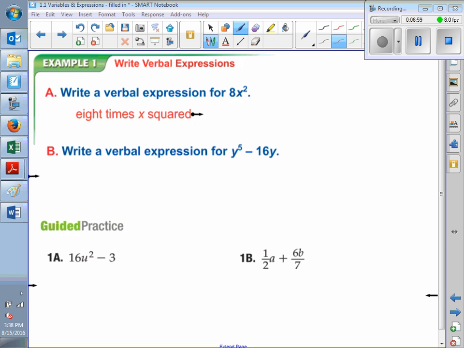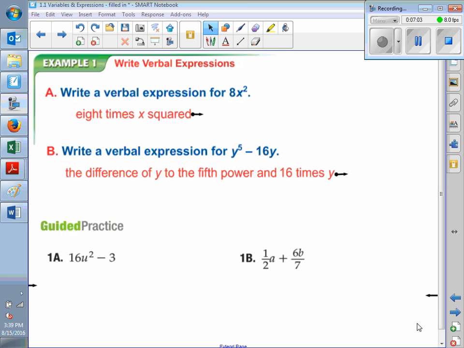You know what you just said? All right. So here, the difference of y to the 5th power and 16 times y. All right. So take about 2 minutes and do this example 1a and 1b.